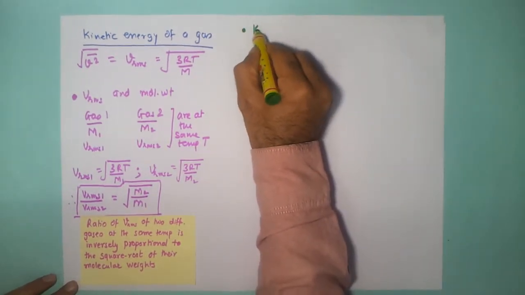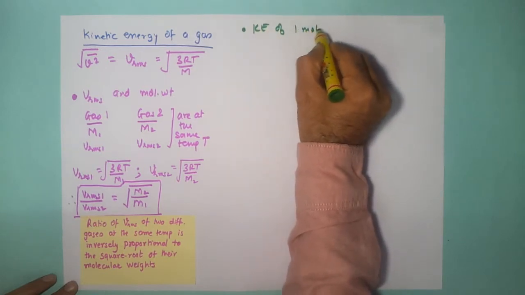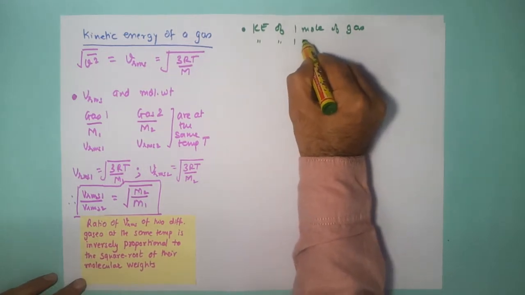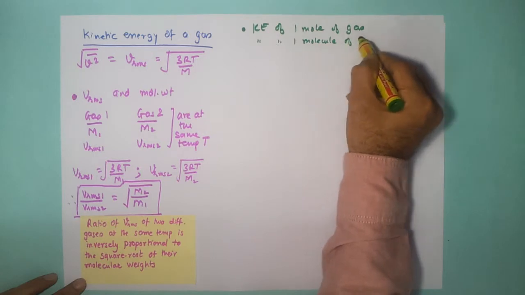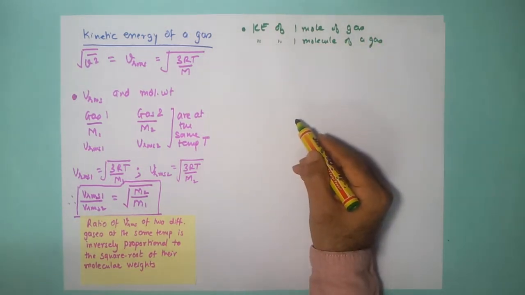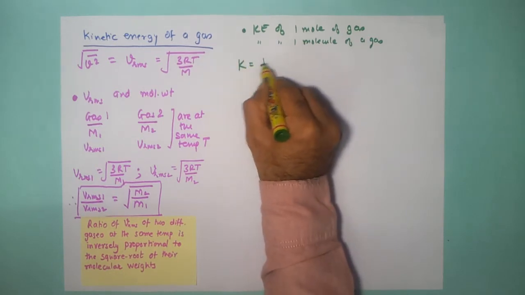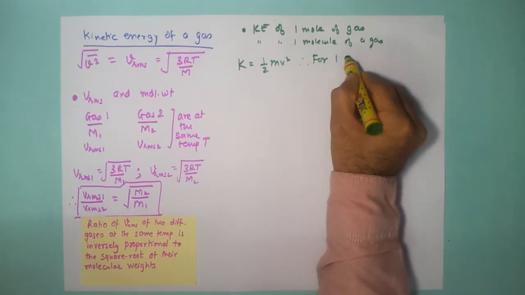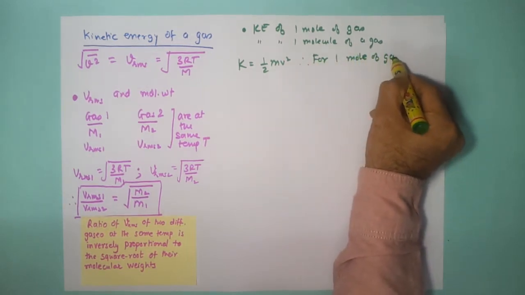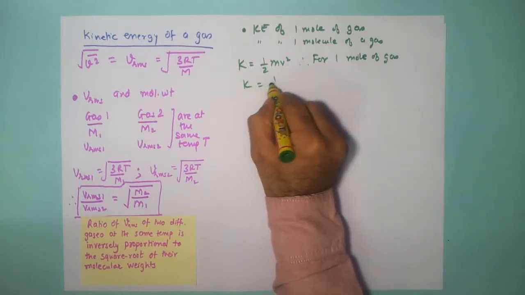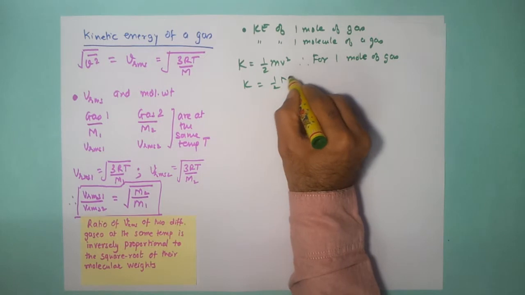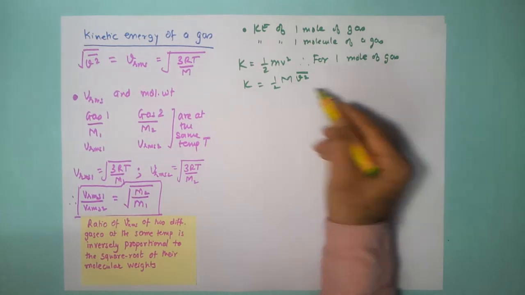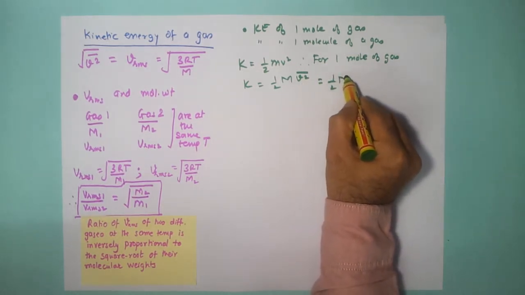Let's move on to the next concept that I'm going to cover in this video, and that is kinetic energy of 1 mole of gas and kinetic energy of 1 molecule of a gas. Now, kinetic energy of anything is given by half mv square. Therefore, if we have 1 mole of gas, kinetic energy is half, the mass of 1 mole of gas is capital M, which is molecular weight, and V square would be given by V square bar, so it is equal to half M V square bar.